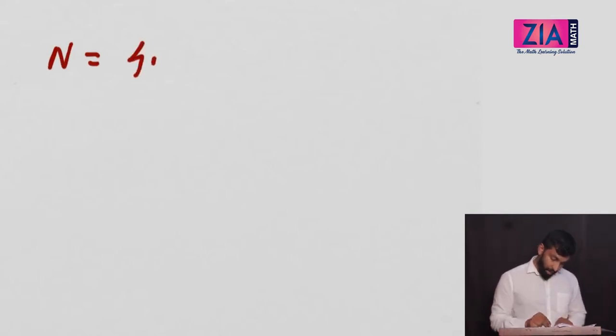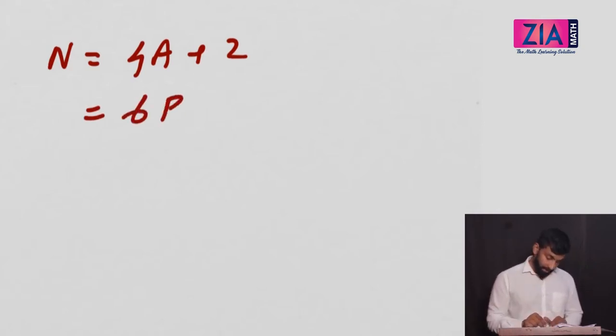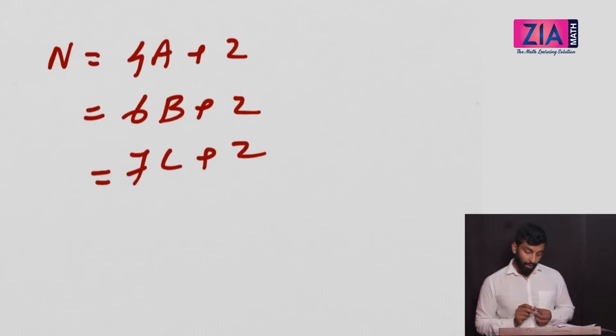Okay, in this question they are asking us for the smallest number which when divided by 4, 6, 7 leaves a remainder 2. We have already seen this type of question. So how will you write this number? The number is basically 4a plus 2. The same number can also be written as 6b plus 2, and also as 7c plus 2. So what does it mean?